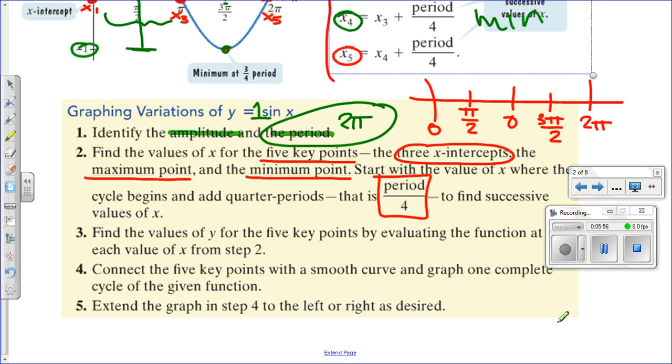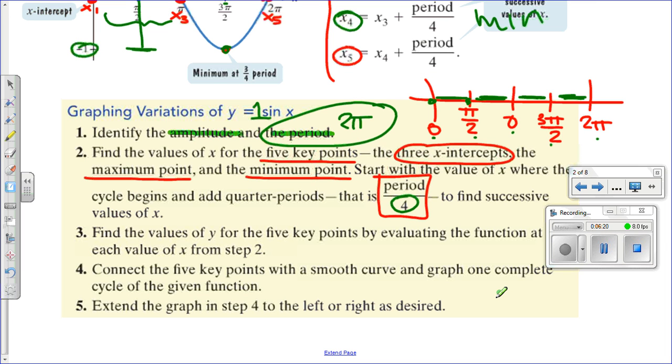Okay, so we do say there are 5 key points, right? 1, 2, 3, 4, 5. Well, how many spaces are in between? 1, 2, 3, 4. So because of that, that's why we gotta divide by 4 here, all right? Just to find the distance in between one key point and the next. But you will see that.